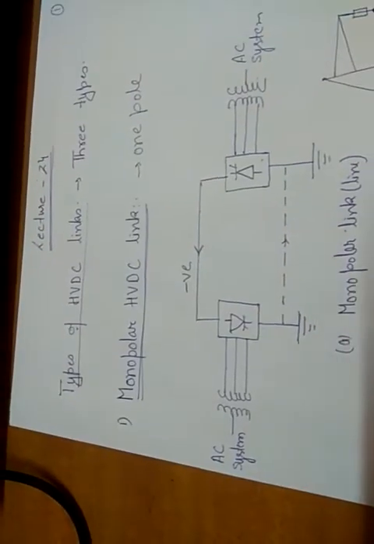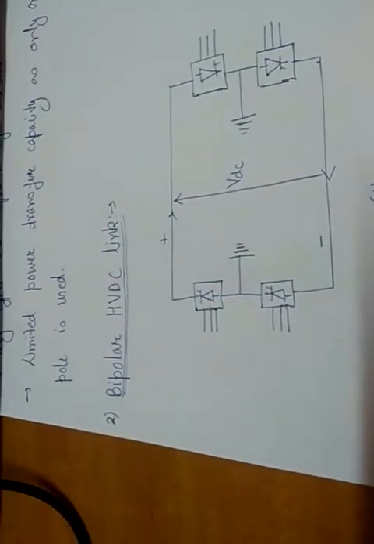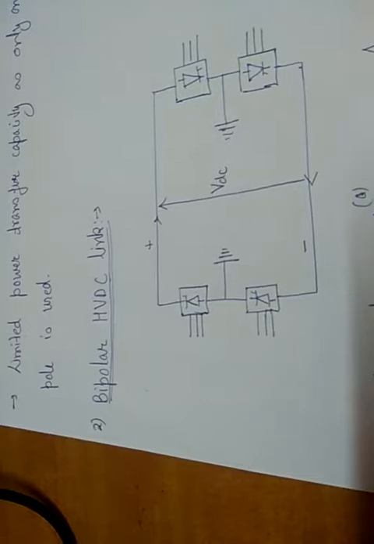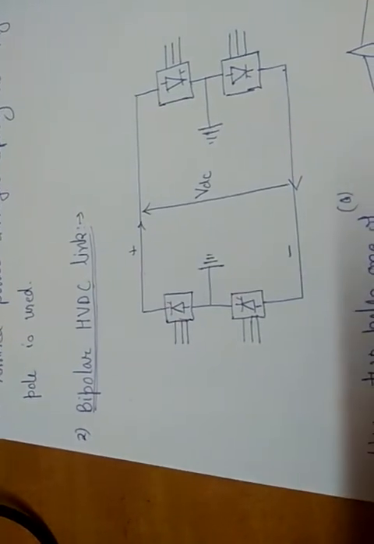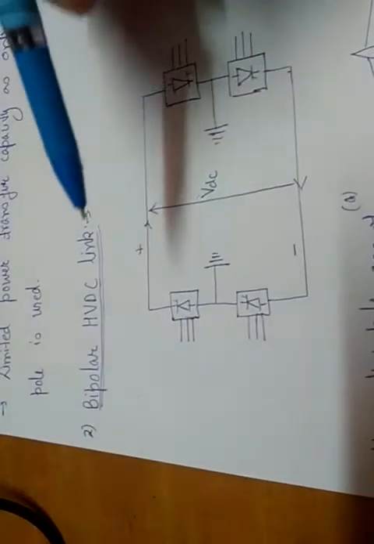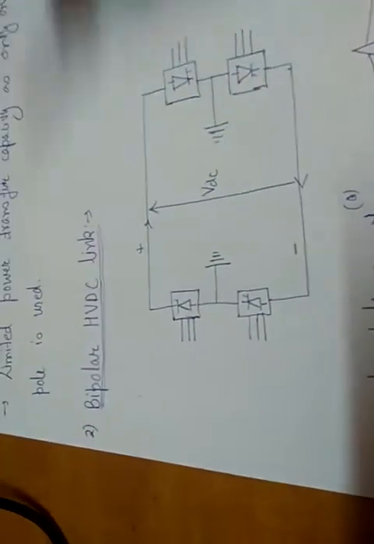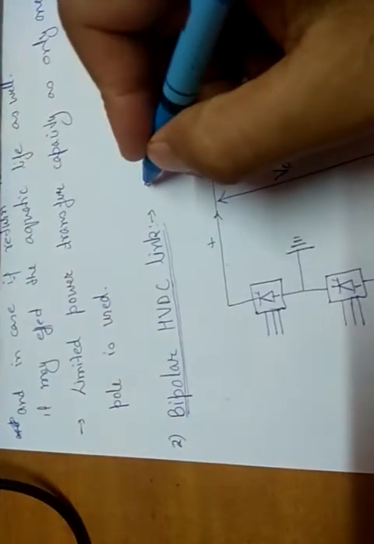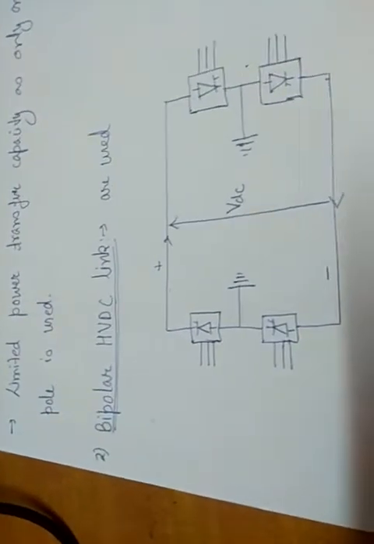Okay, the power transfer capacity is also low. So these disadvantages, like less reliability in case of problems because of ground, are overcome in the second type of HVDC link, which is called the bipolar HVDC link. Remember, bipolar HVDC links are used, preferred.